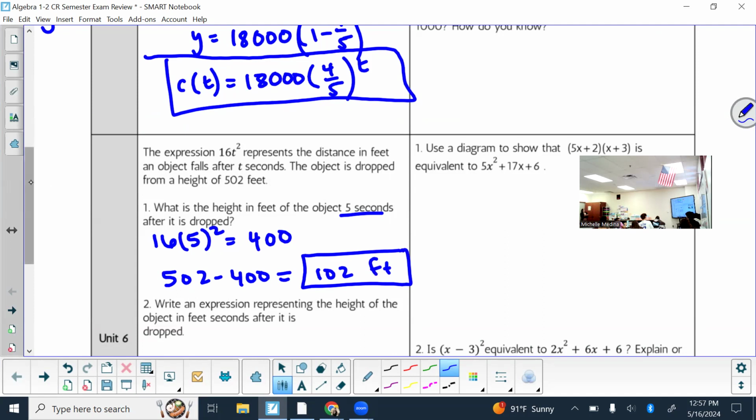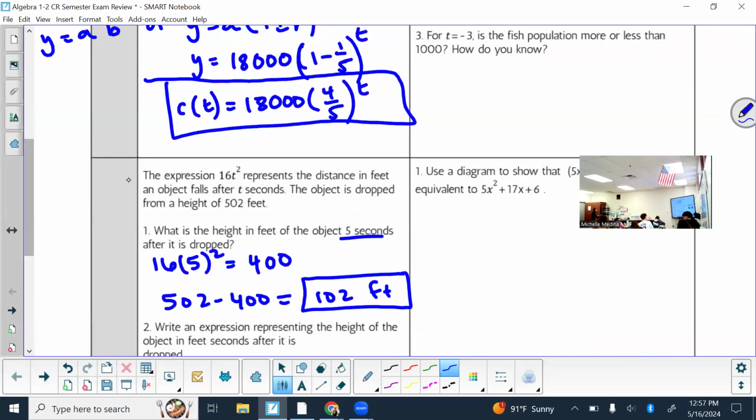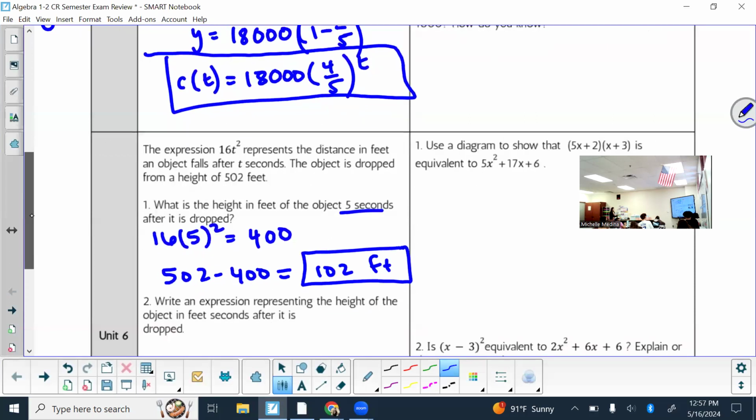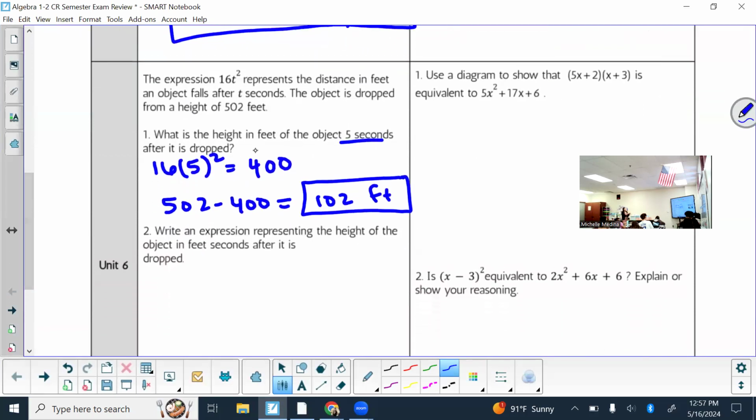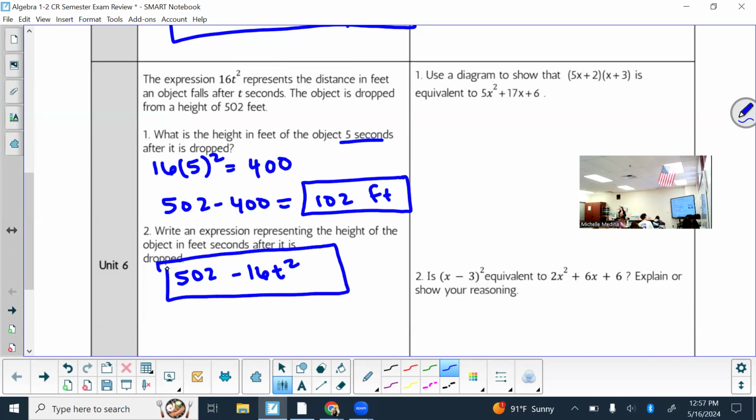For writing the expression part, you can think about the math you did to do that. Which was basically take this expression and subtract it from the 502. Because it doesn't want just a specific situation. It wants it for any amount of time. So that alone could be your answer.